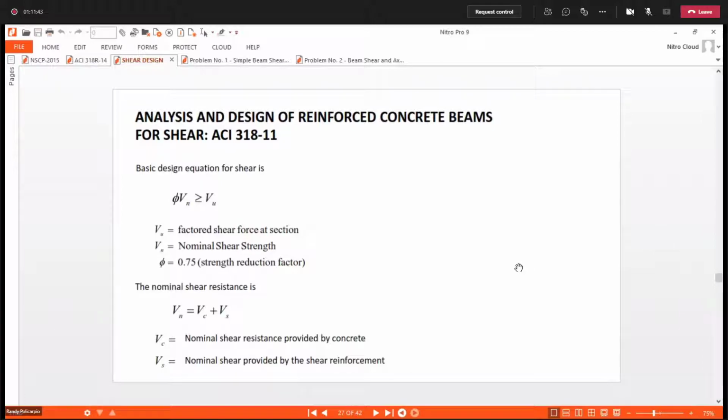Now, I put here specifically for the analysis, because when I prepared this lecture, I made use of the ACI 318-2011. That is what I used. So this is actually what is written in the ACI 318-11. And when I checked this, I compared it to NSCP 2015 and to ACI 318-2014. They are the same, it did not change.